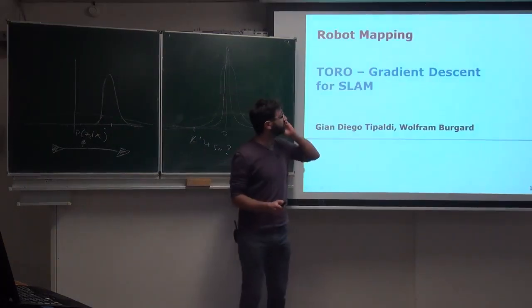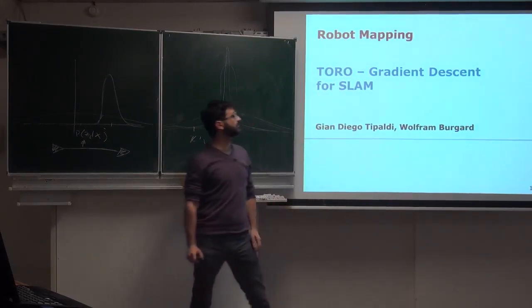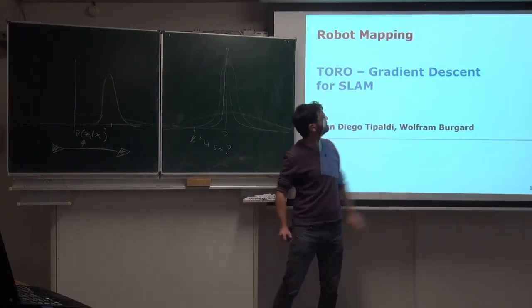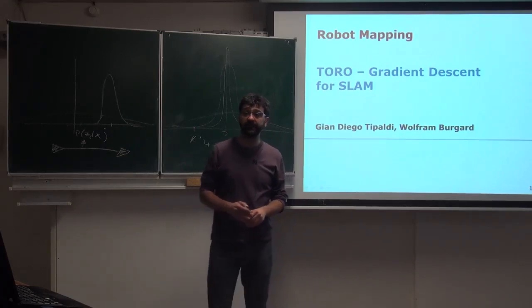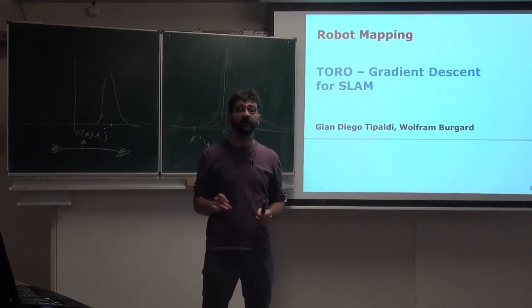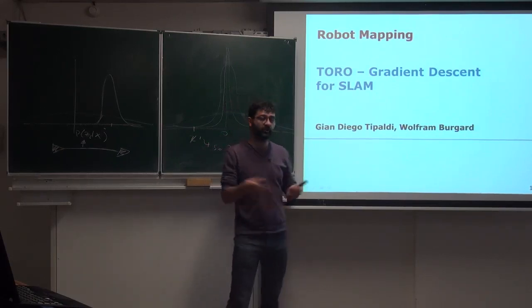Okay, so the second lecture of today is about Toro. Toro is just an acronym developed in the lab here, but it's a way of doing gradient descent for SLAM, and specifically stochastic gradient descent. Does any of you know what stochastic gradient descent is in general? No? Okay, so do you know what gradient descent is?